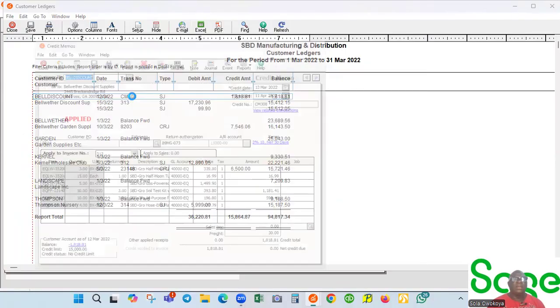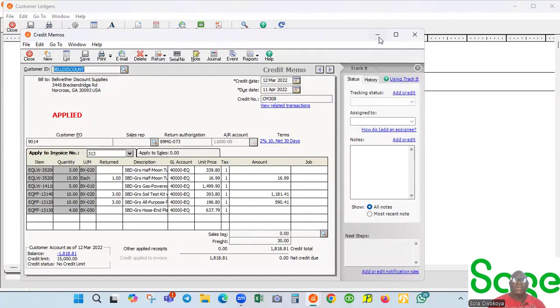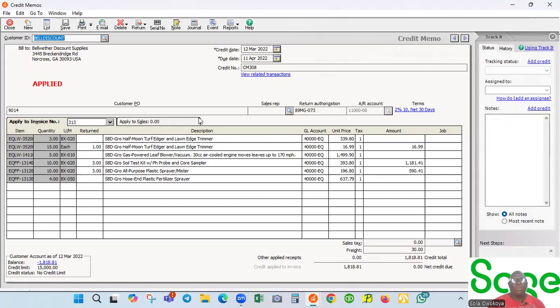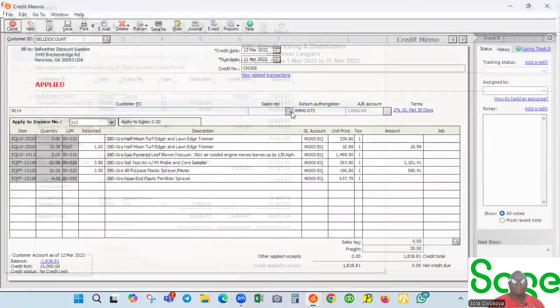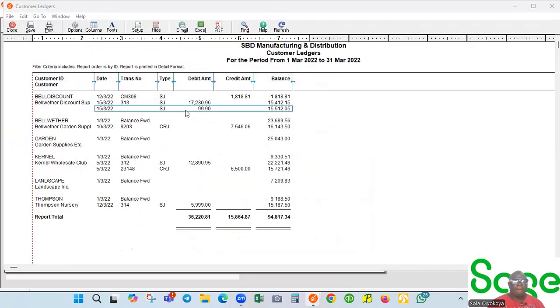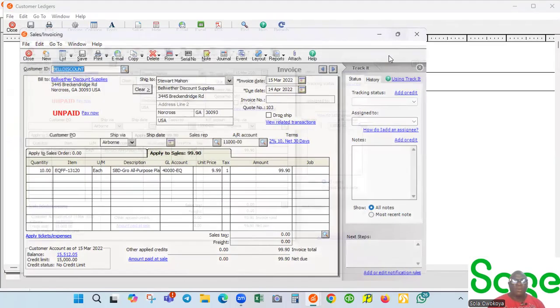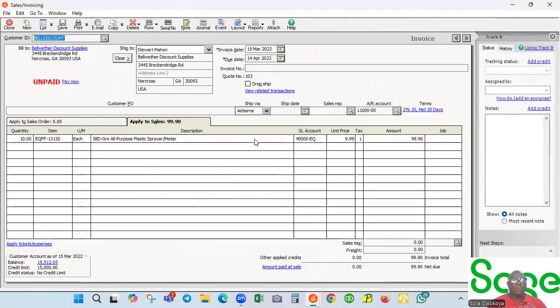This is when a credit memo is raised for a customer. You understand? So that's why you see it on the credit side. This is when you raise an invoice for a customer. You can see from that report, I can drill down to know what happened to that transaction.